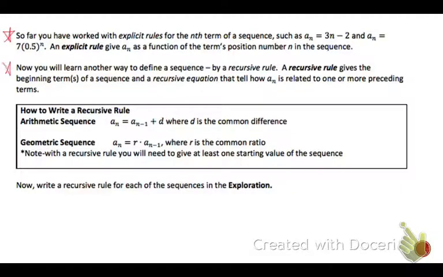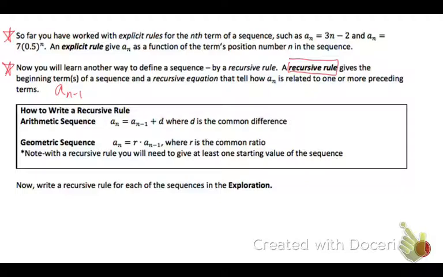Now we're going to learn another way to define a sequence. This is by a recursive rule. So a recursive rule gives the beginning terms of a sequence and a recursive equation to tell how any term a sub n is related to the one that comes before it. The notation that we're going to use to show the term that comes before a sub n is just a sub n minus 1. That just means the term before.